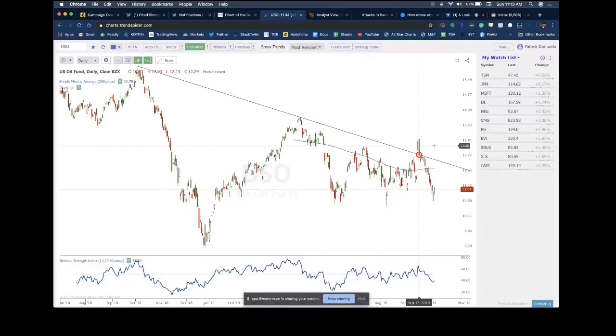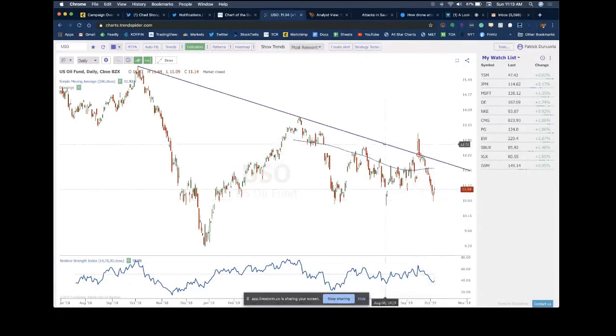But what's really going on here is on that breakout, everyone's expecting it to go higher. So everyone gets long here. And then when it doesn't work out, they're trapped. So it causes this sharp move in the opposite direction.